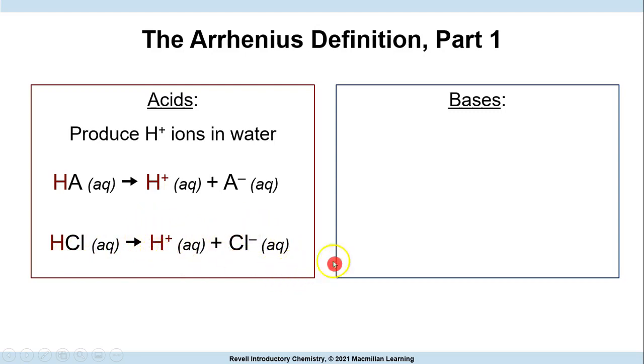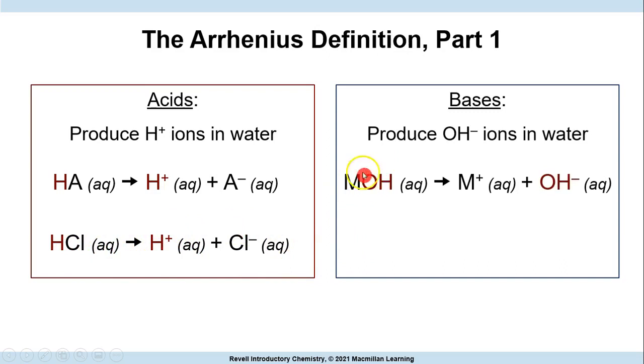Now, Arrhenius defined a base as a substance that produces hydroxide ions in water. So the general equation is MOH to give us the M cation and the hydroxide anion. Let's look at an example here. If we use potassium hydroxide, we see that we dissolve it in aqueous solution to give us the potassium ion and the hydroxide ion.